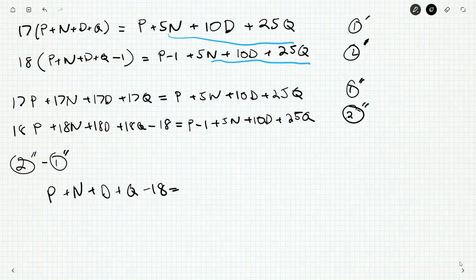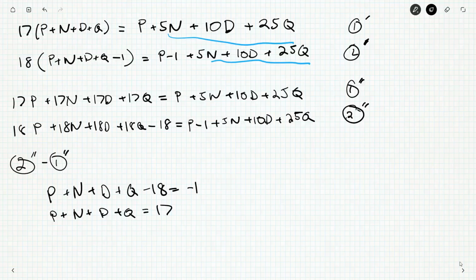And now we have P minus P, so nothing. We still have a minus 1 here. And we get 5N minus 5N, 10D minus 10D, 25Q minus 25Q. We're just left with a minus 1 over here. So we get P plus N plus D plus Q, and we can move the 18 over to the other side, and we'll get 17.